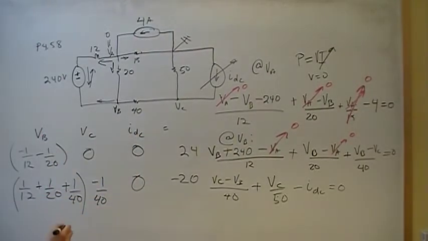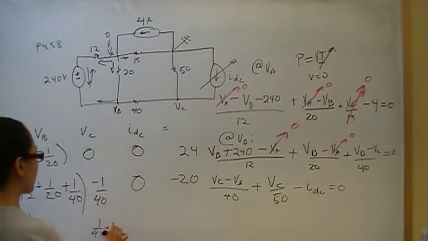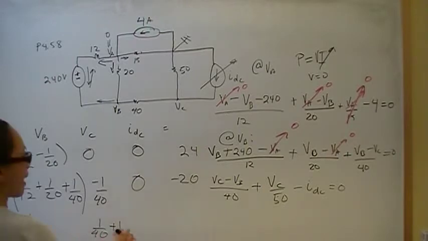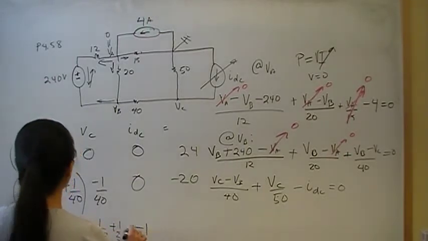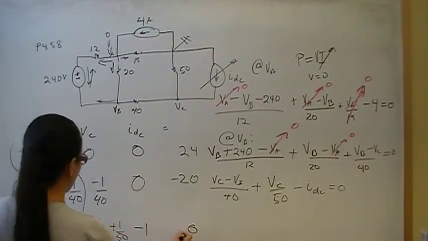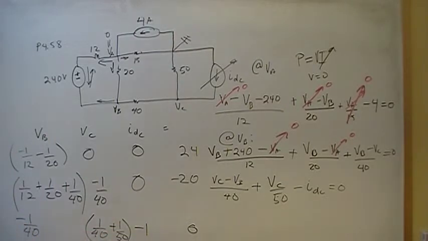And then for the third equation, we have 140 for VC, and negative 140 for VB, and for VC we have 150, and for IDC we have negative 1, and then 0. Okay, so let's enter this information into our calculator and find out what everything is.